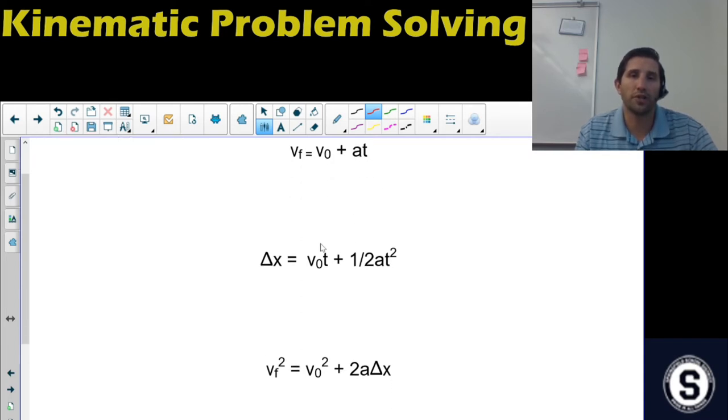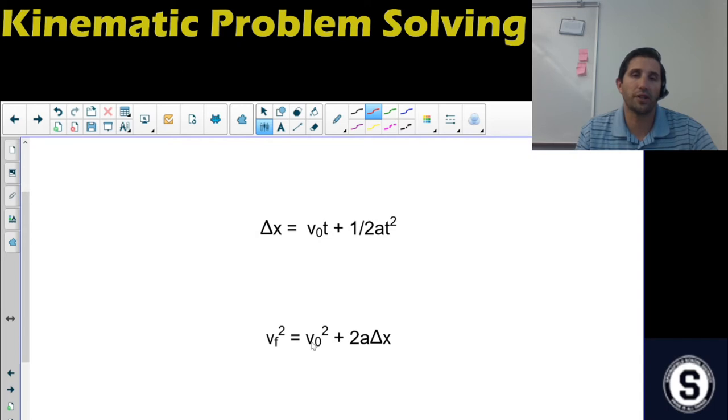All right, the second equation says delta x, so that's displacement. Displacement equals vo times t, so that's original velocity times time, plus 1/2 times the acceleration times the time squared. Now, please note, in that equation, the only thing that's squared is the t. It's not the whole term, just the t.